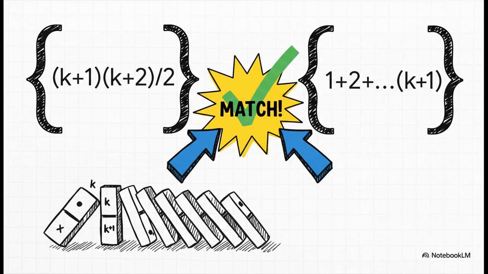We want to add those two pieces together, so let's get a common denominator. We can rewrite that second term, k plus 1, as 2 times k plus 1 all over 2. Now we can combine them, and look, both terms have a k plus 1 in them, so we can factor that out. What's left inside? A k from the first part and a 2 from the second, which gives us k plus 1 times k plus 2 all over 2.